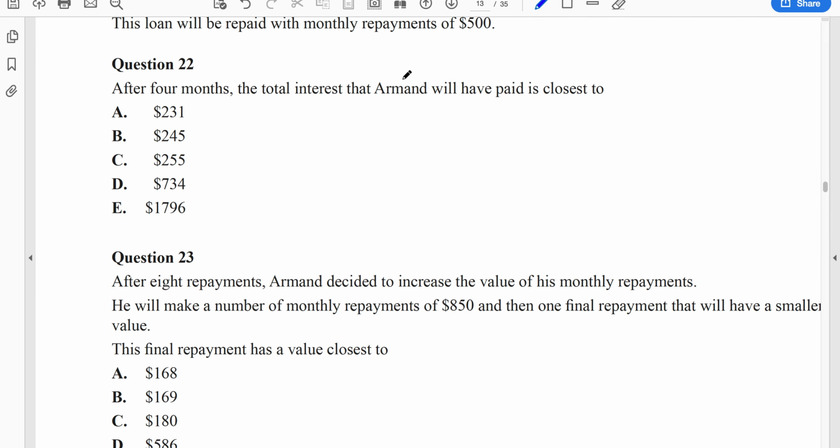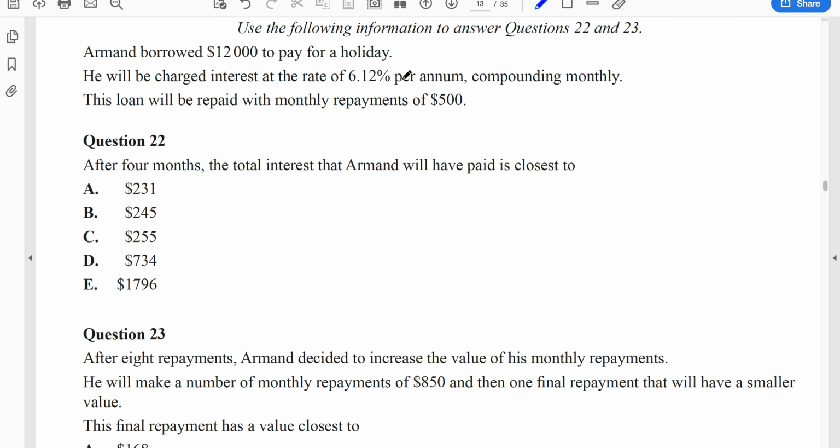Question 22 now. We're asked for total interest paid. This information is going to be used for 23 as well, so I'm going to use the financial solver for both of these questions. We're asked about the total interest that Armand would have paid after 4 months. It's monthly payments, so in other words, after 4 payments.